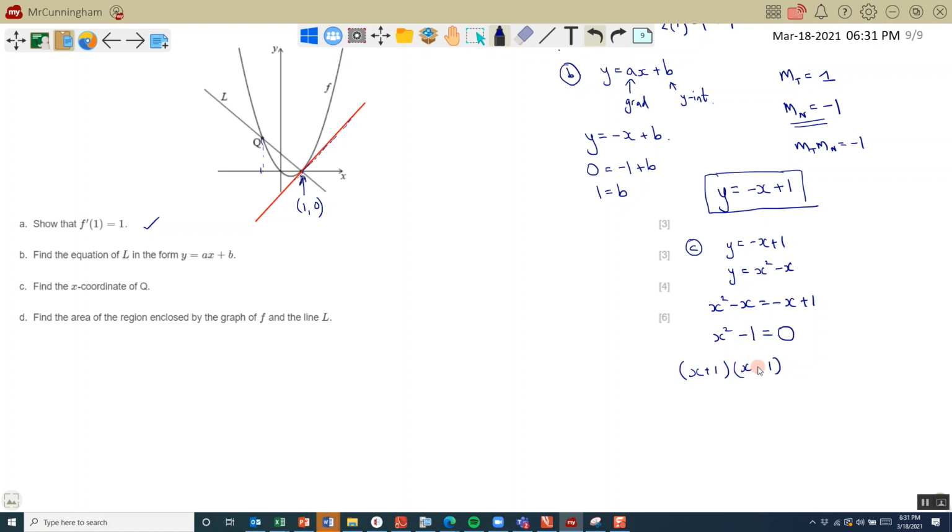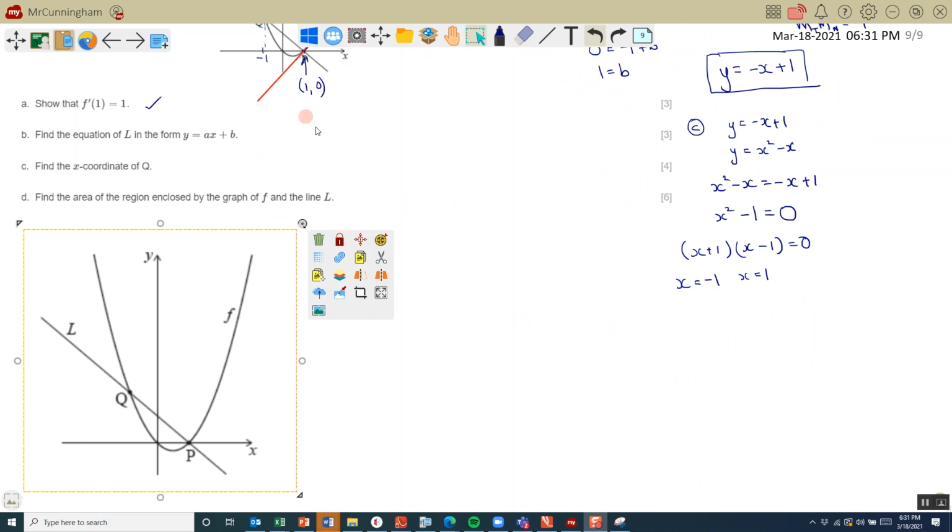Positive and negative. So that tells me that x is equal to negative 1 from this part, or x is equal to positive 1. And that makes sense because positive 1 refers to this point, this intercept. And then this is the other one at x equals negative 1.